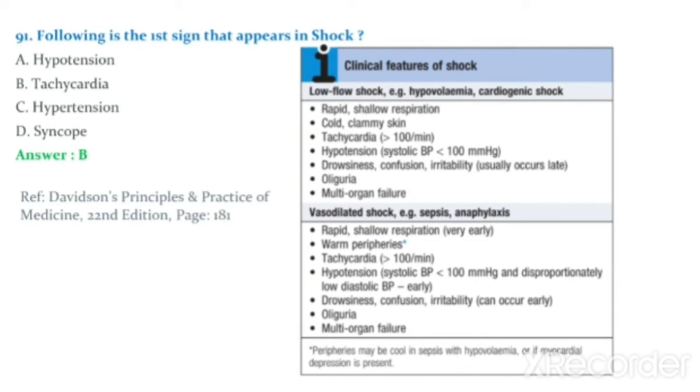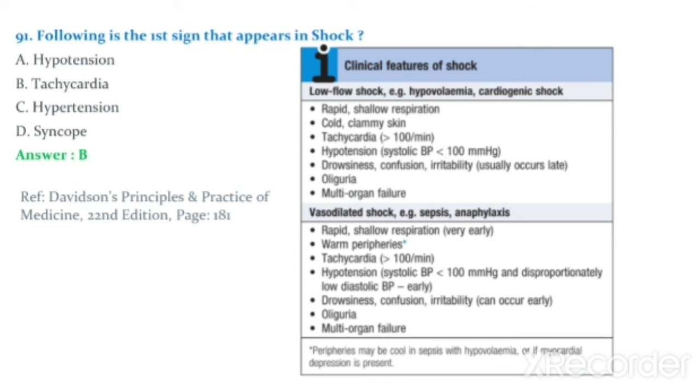Question number 91. Following is the first sign that appears in shock. Option A, hypotension. Option B, tachycardia. Option C, hypertension. Option D, syncope. The answer is option B, tachycardia. Reference from Davidson's Principles and Practice of Medicine, 22nd edition, page number 181.